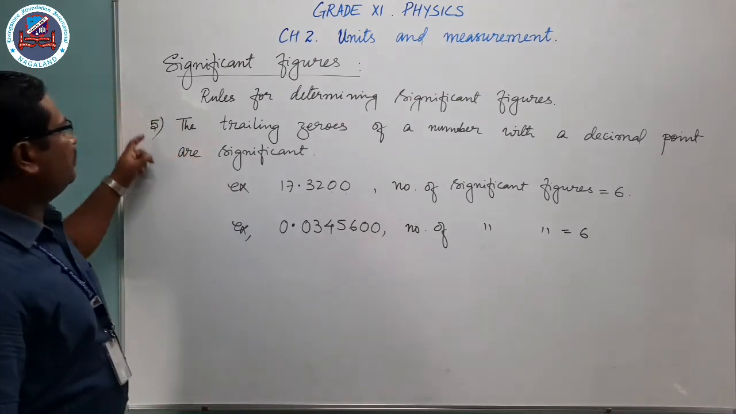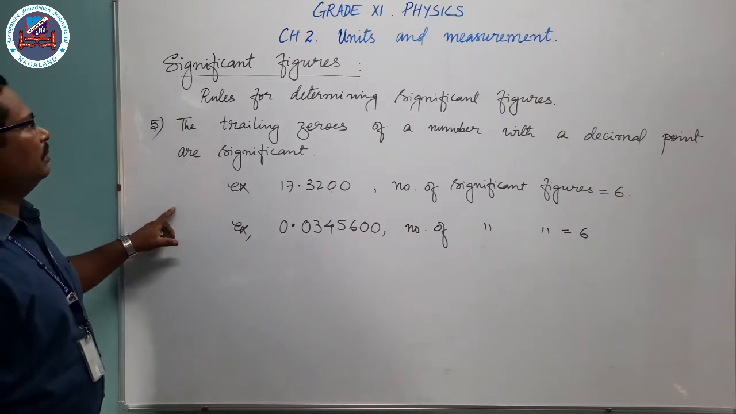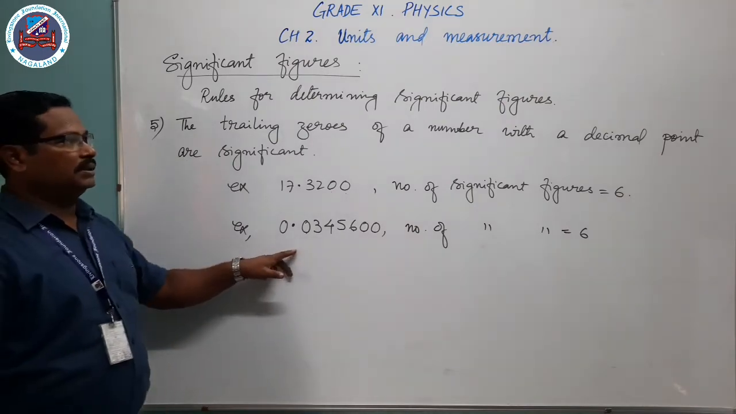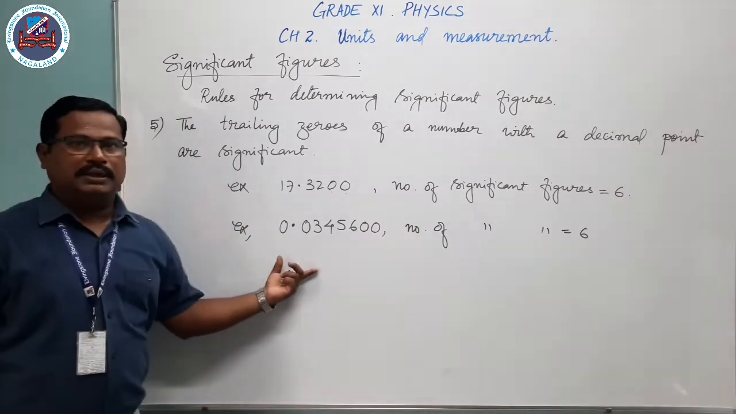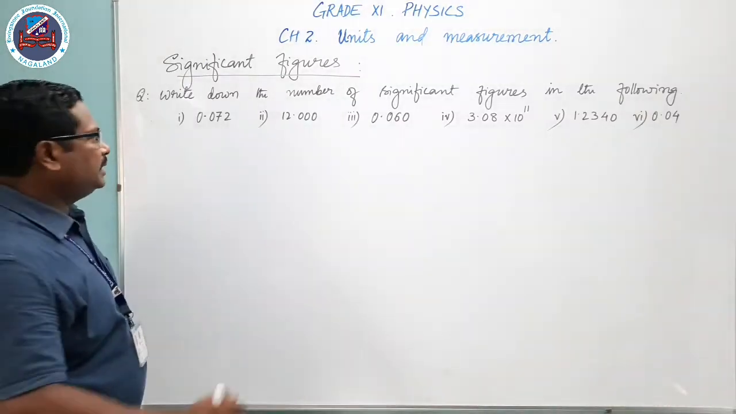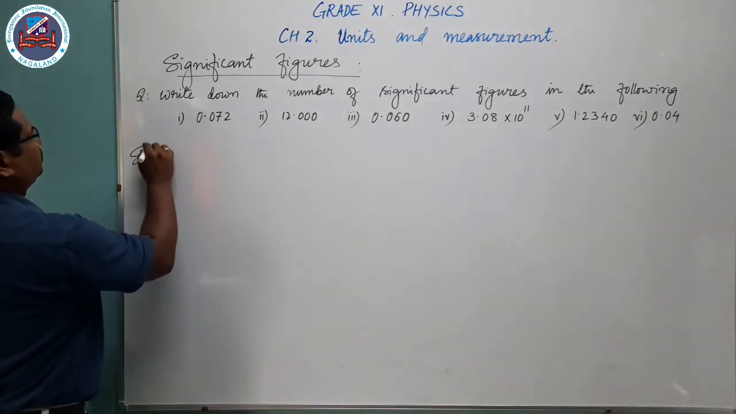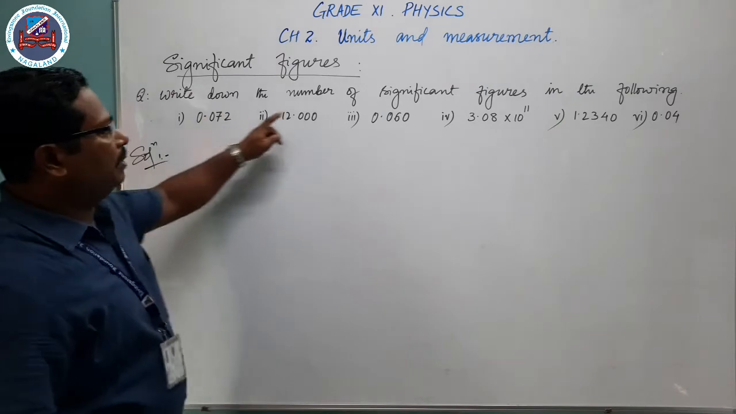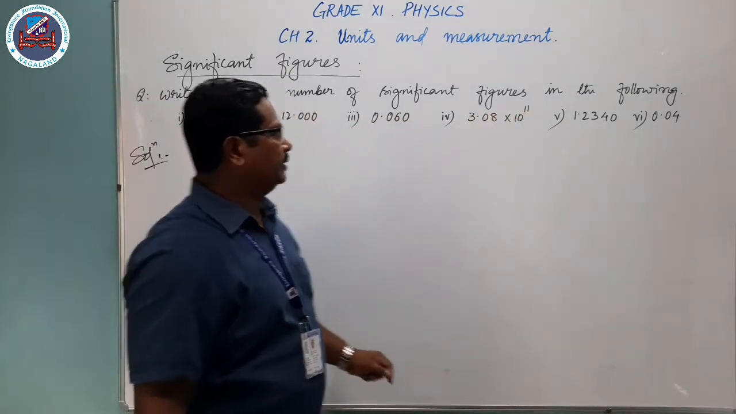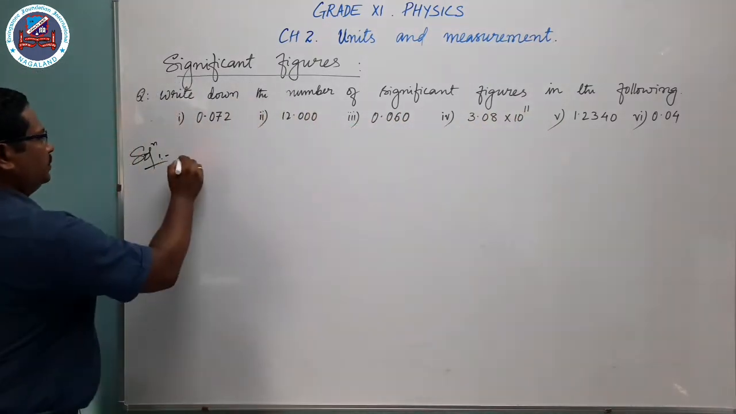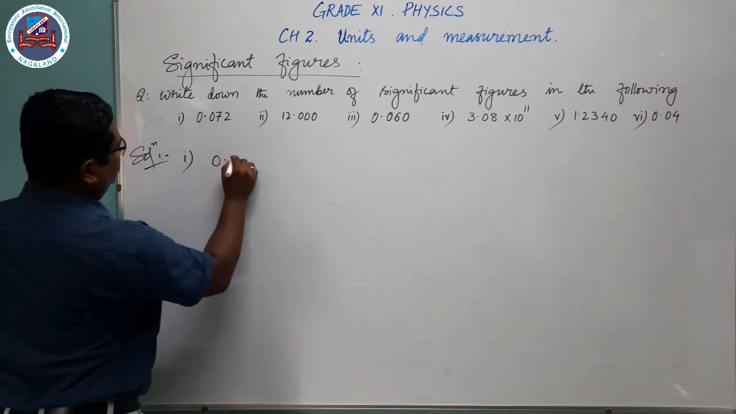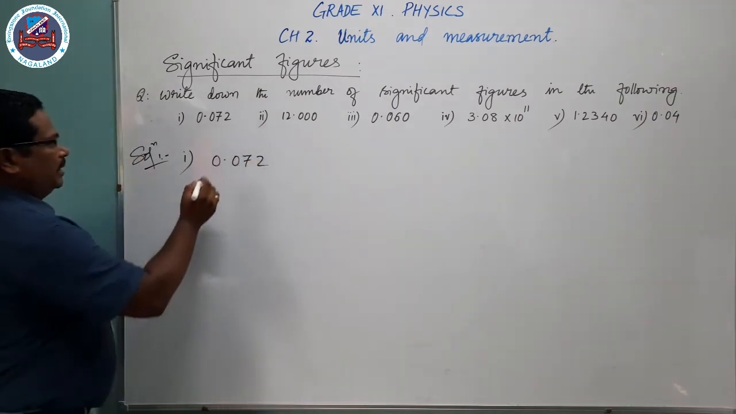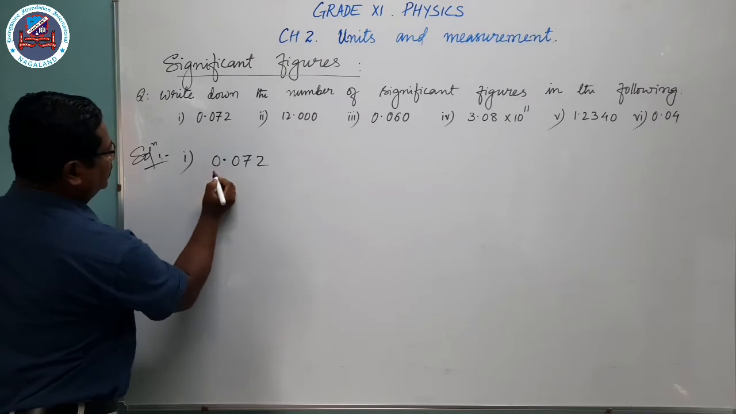These are the 5 rules that you will have to follow while dealing with numbers which are significant and which are not significant. Now let us solve this question and see. Write down the number of significant figures in the following. Now the first one, if you look, 0.072. Right, this number is less than 1.